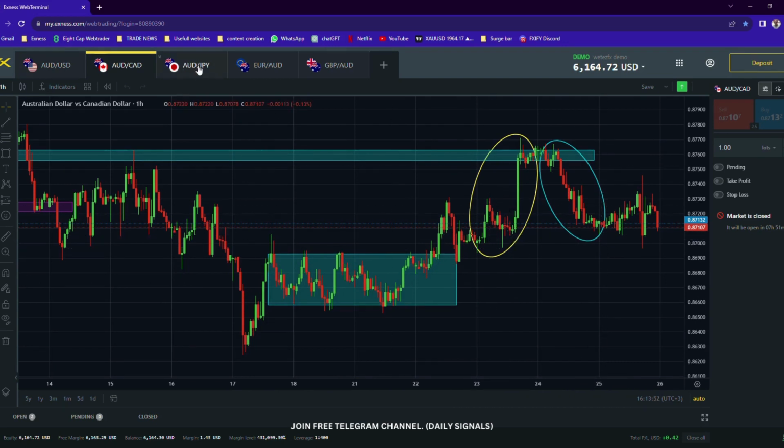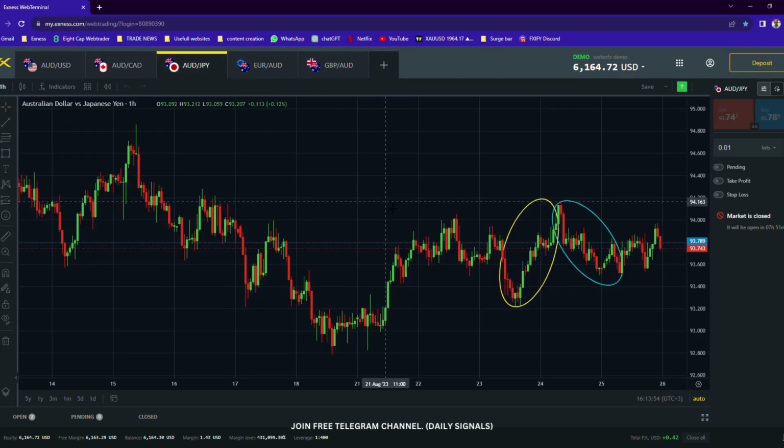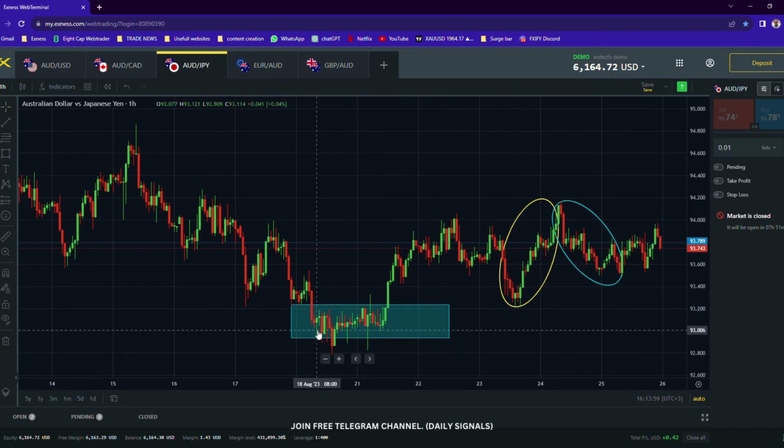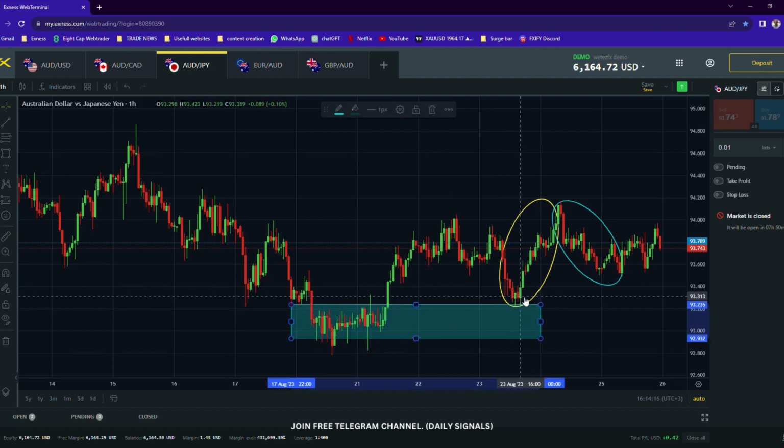So let's look at AUD JPY. Here we have the same thing. We have a simple range which took only two days, the 18th and 21st, which was Friday and Monday of that week. If you look at how the market reacted, it broke out early and then retested above the range. And here on the 23rd, we saw that impulse move to the upward side, and a little bit in the early morning in the Asian session of the 24th, and then we saw that impulse move to the downward side.